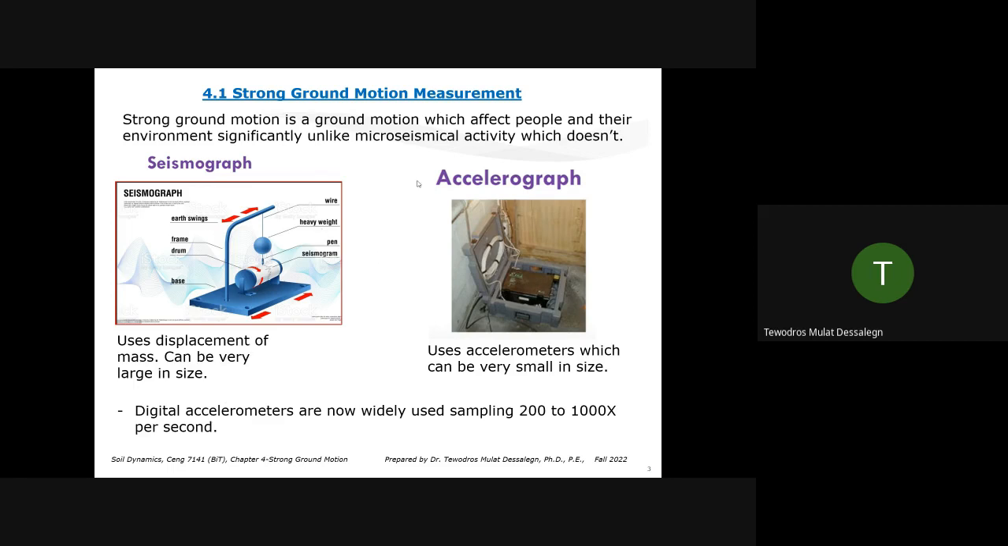And because this is the old ways, but nowadays we use accelerometers. They are tiny, very small instruments. They measure accelerations of the ground. Once you get acceleration, we can integrate and get velocity and displacements. So digital accelerometers are very widely used nowadays, and they can sample from 200 to 1,000 data per second. So this is the most common way of recording earthquakes nowadays compared to the analog, the old ways.